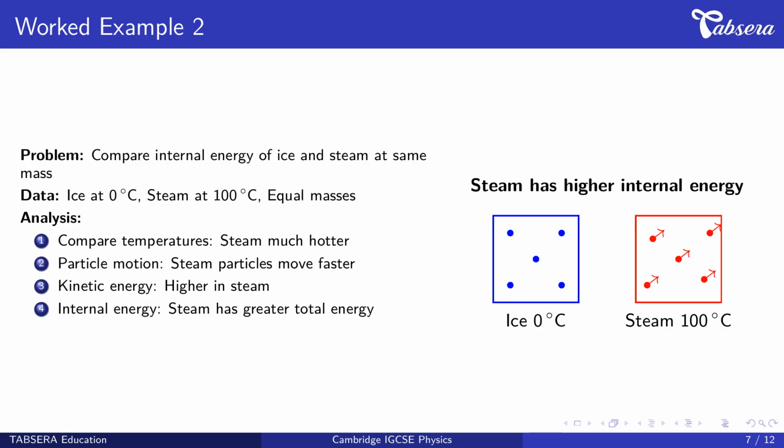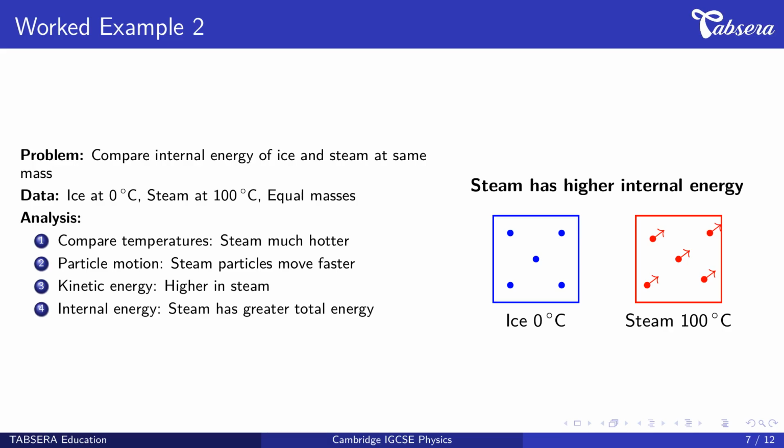Example 2 applies the same principle to different states of matter. The problem is, compare internal energy of ice and steam at the same mass. The data shows ice at 0 degrees Celsius and steam at 100 degrees Celsius, both with equal masses. Now we analyse systematically. First, compare temperatures. Steam is much hotter than ice, a 100 degree difference.